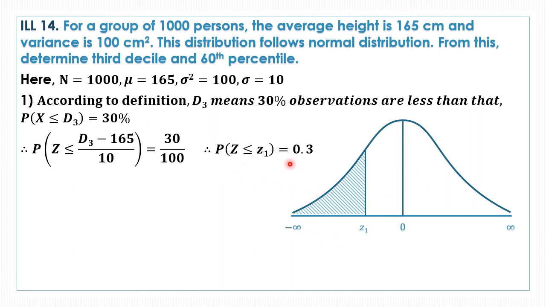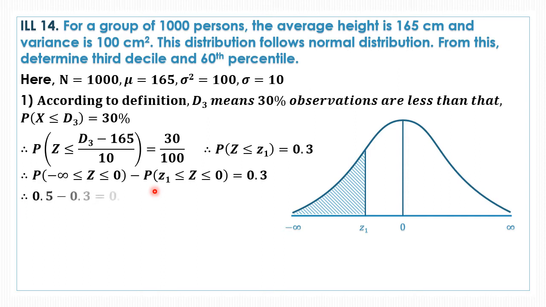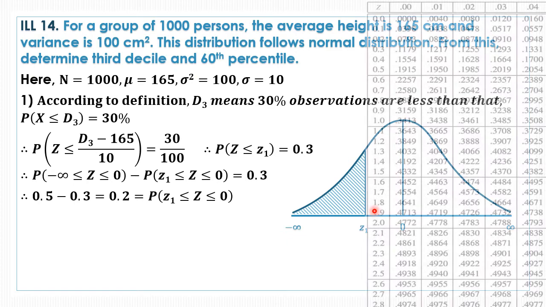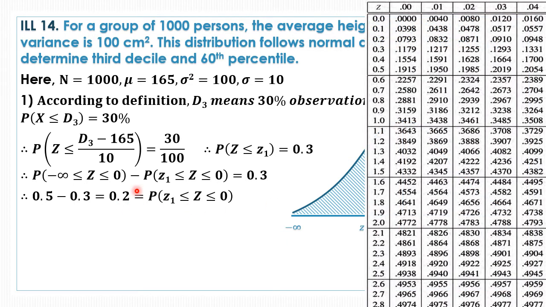When you convert this portion into our split up equation, it will be negative infinity to 0 and z1 to 0, the difference. The answer is 0.3. Okay, we already have the answer here. Now negative infinity to 0, we already know it is 0.5. So 0.5 minus 0.3, changing the sides here, will be 0.2, which is z1 less than z less than 0. So this area here is 0.2, and from my table I have to find this 0.2.